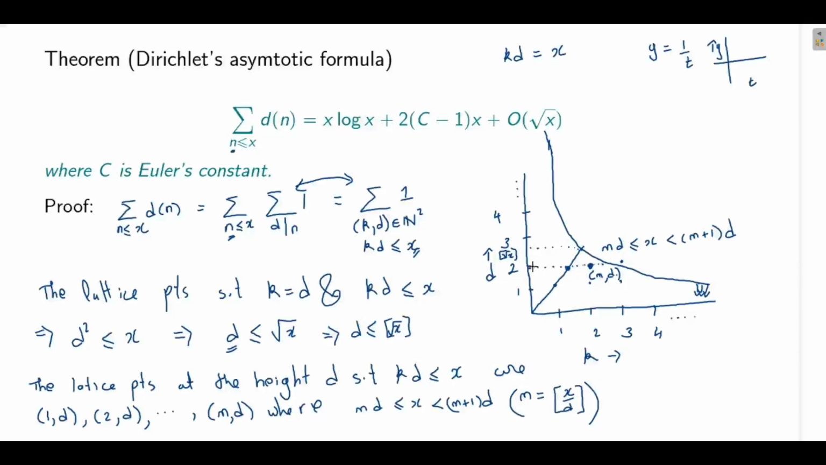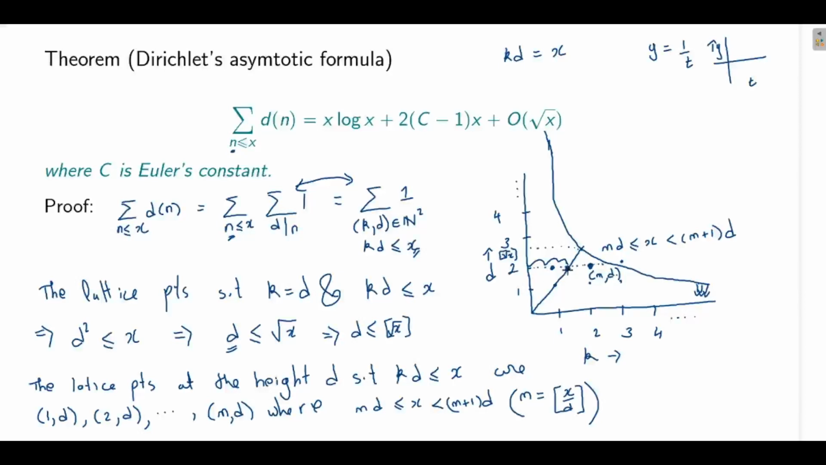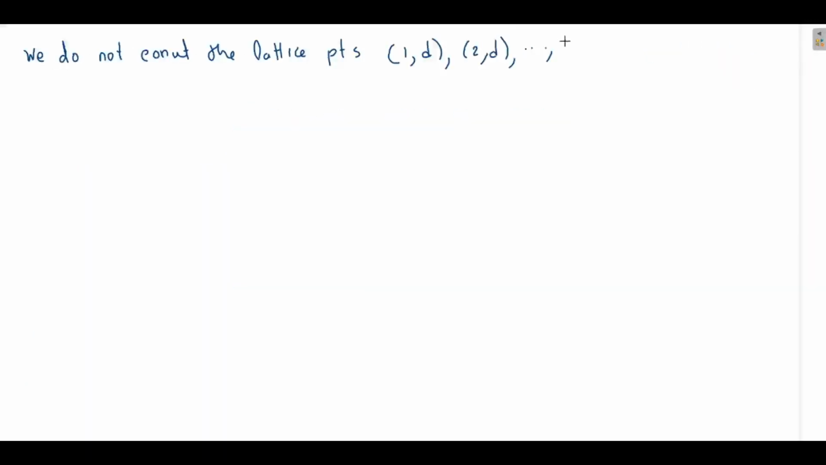But now we don't want to count the lattice points that are on this part. This section we don't want to count. So how do I know which are those? This is very easy. So the lattice points which we do not want to count are (1, d), (2, d), up to the one that is on the line, that is (d, d). We don't want to count these up to (d, d).